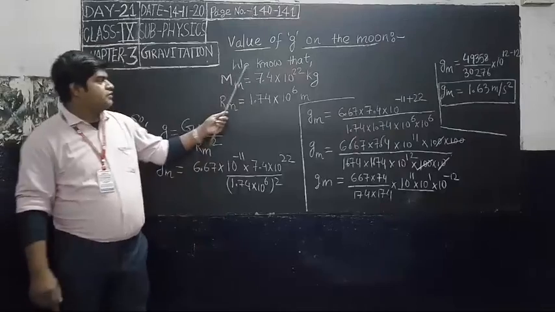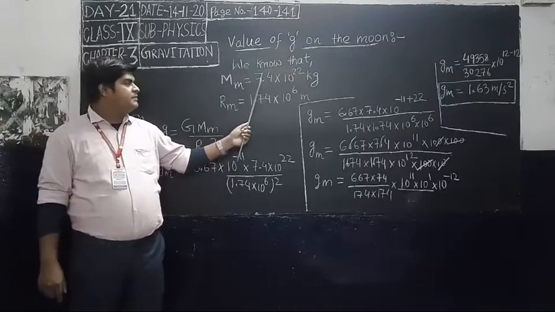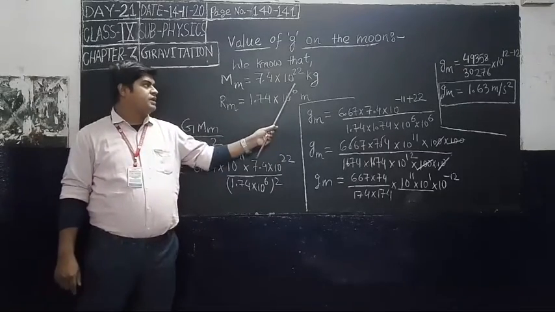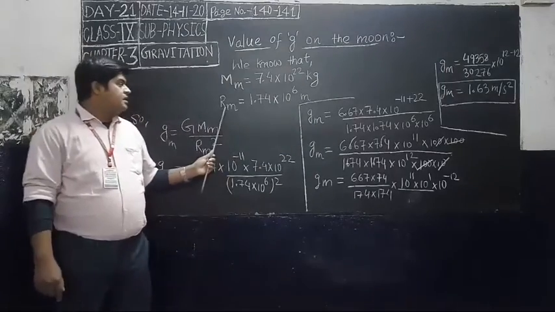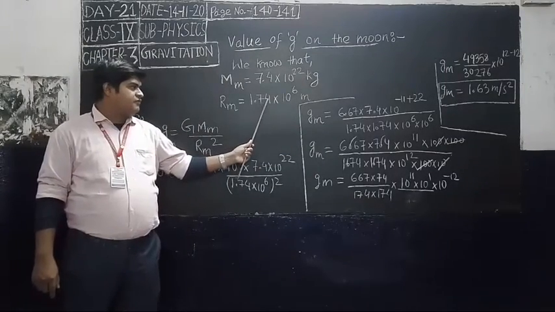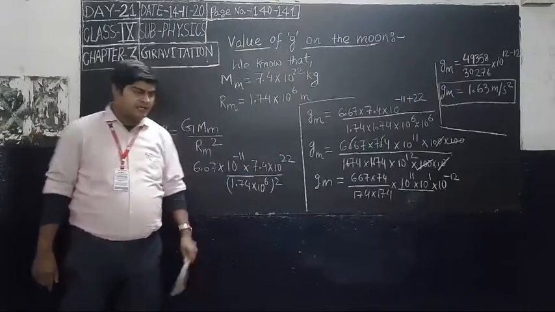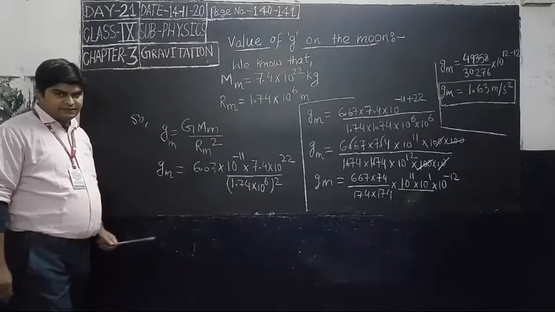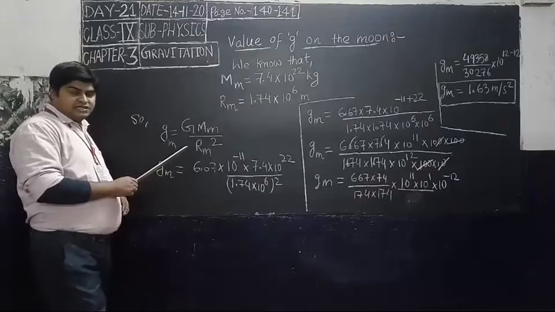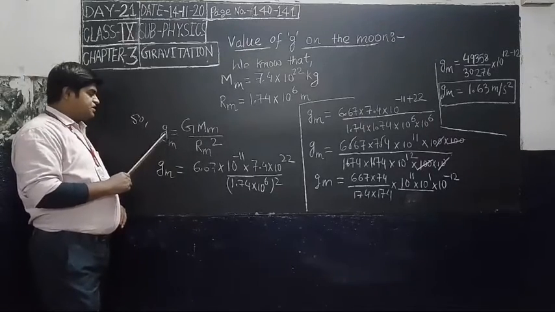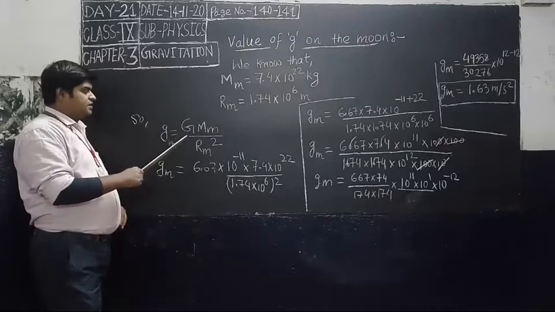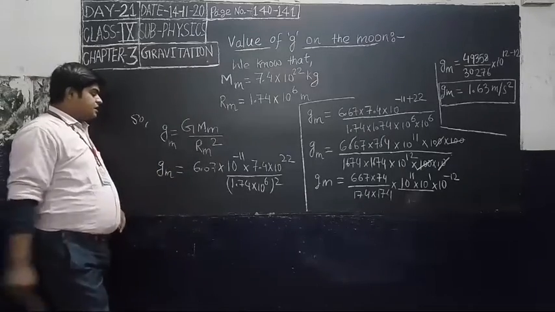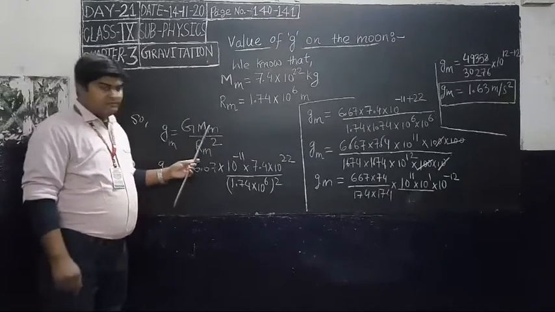First of all, we know that the mass of the moon, Mm, is equal to 7.4 into 10 to the power 22 kg. Radius of the moon is equal to 1.74 into 10 to the power 6 meter. Now apply the formula small g is equal to GM by r square. Here you have to find the acceleration due to gravity on the moon, so gm, gravity on the moon, is equal to capital G Mm, mass of the moon, by Rm, radius of the moon, square.